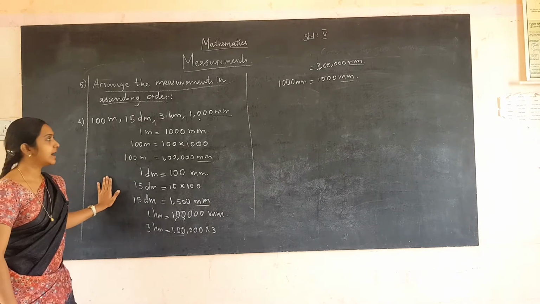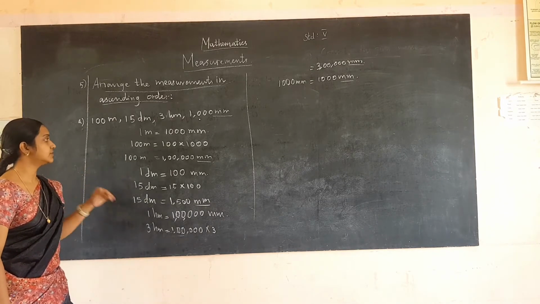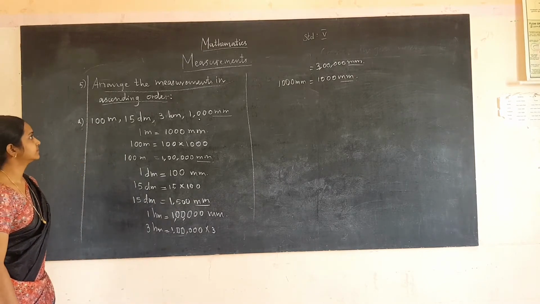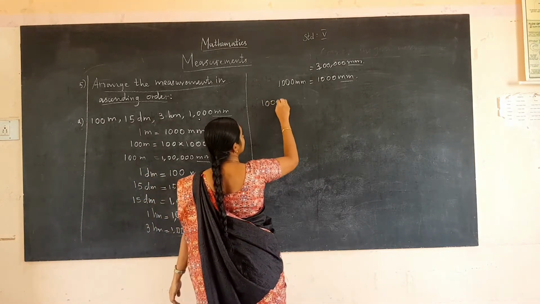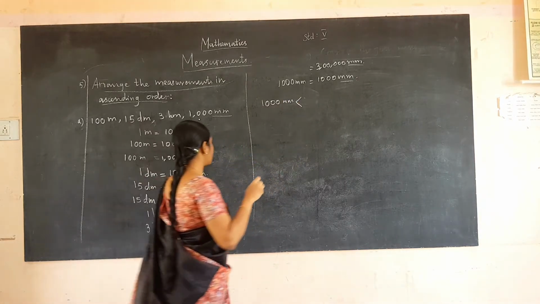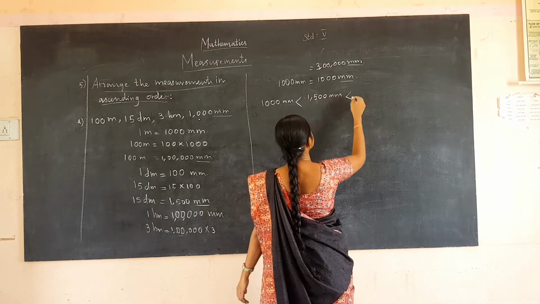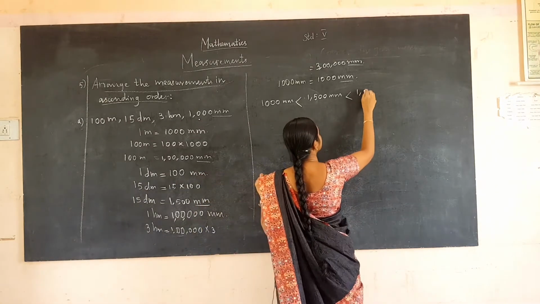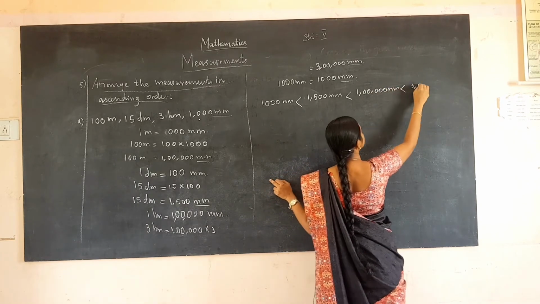Now we should arrange them in ascending order. Ascending order means smaller to larger. Find the smallest of all. It is 1000. Next, it is 1500. Next, 1 lakh. Next, 3 lakhs.